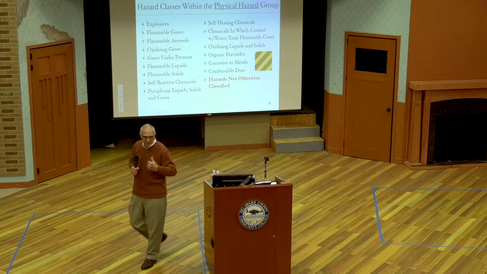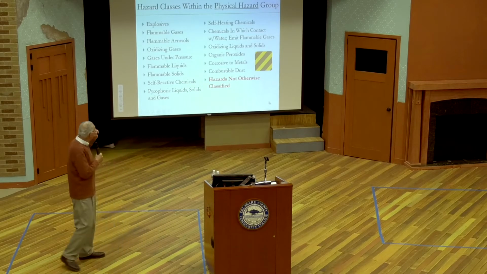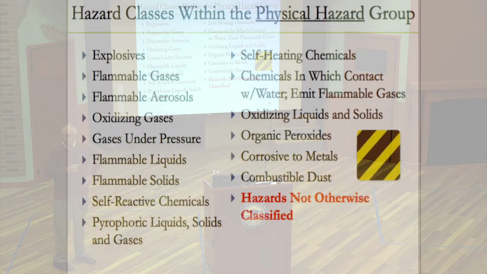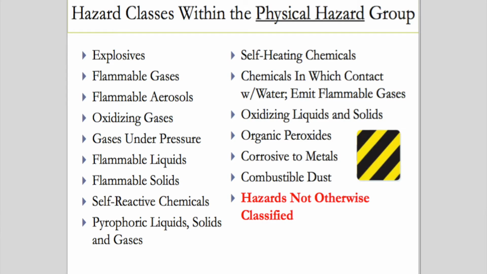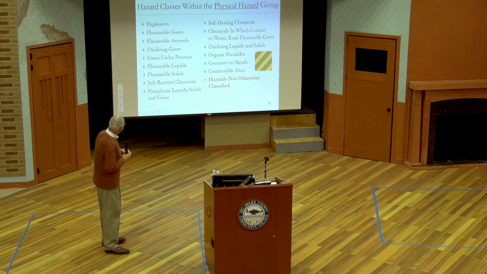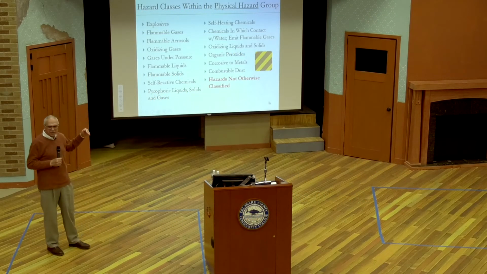Here are the hazard classes within the physical hazard group. It's pretty predictable, right? I already mentioned flammable liquids. It's right down there, about 5 or 6 down. And again, the last one in red is hazards not otherwise classified, so you've got that catch-all there too. But I'm not going to dwell on any of those.